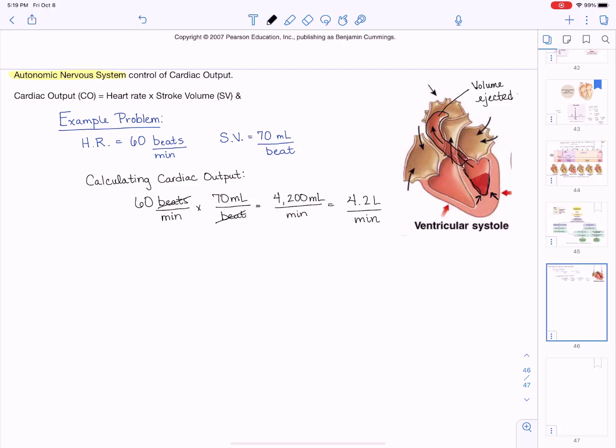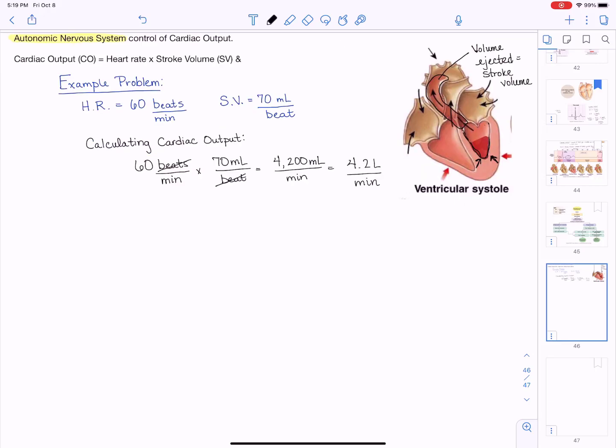A theme that we need to understand is that the greater the tension generated during a ventricular twitch, the more pressure will be generated in the ventricle and the more blood will be ejected. So that will increase the stroke volume. Hopefully it's obvious that when we look at cardiac output, we can increase the cardiac output by increasing either the heart rate and/or the stroke volume.